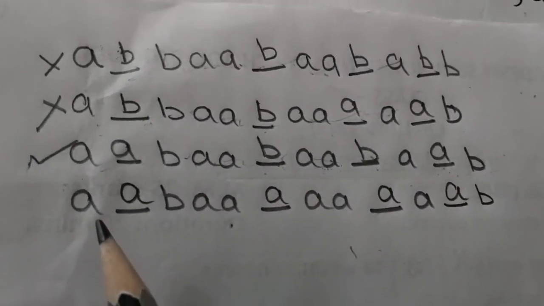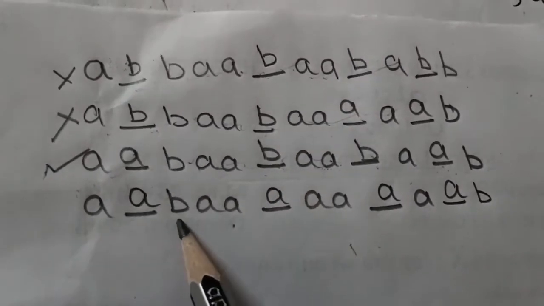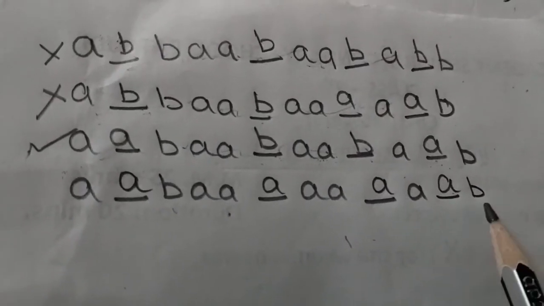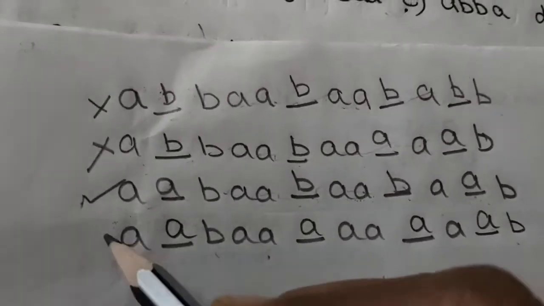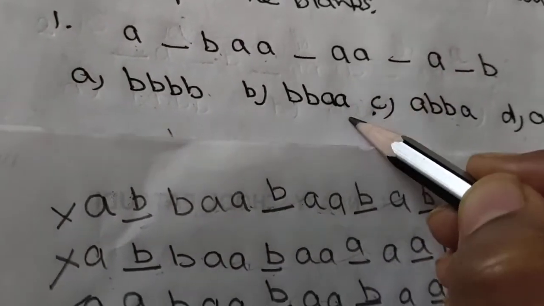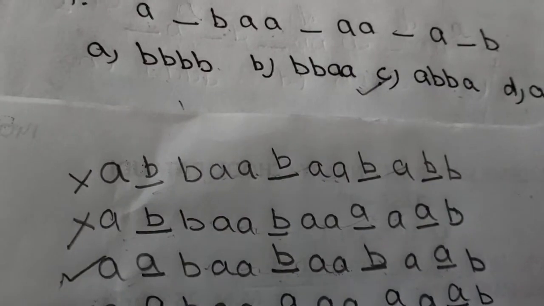Okay. See here also 2 times A, 1 time B, then 1, 2, 3, 4, 5, 6, 7, 8 times A and then B. So this is also wrong. So which option is correct? We will say that the third option is correct.